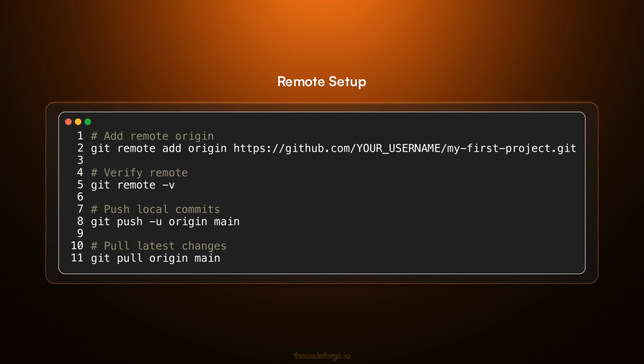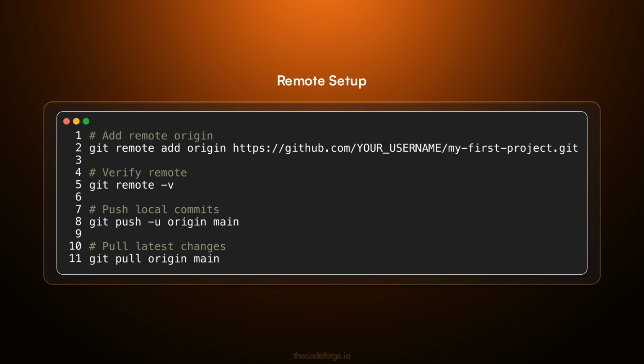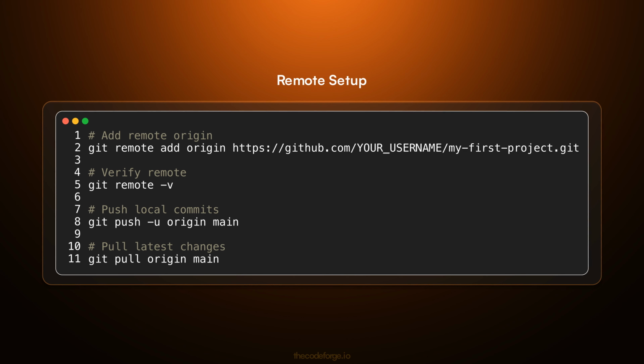To connect your local repo to GitHub, add a remote named origin, then push your commits. The -u flag sets upstream so future pushes are simpler. Use git pull to fetch and merge remote changes.